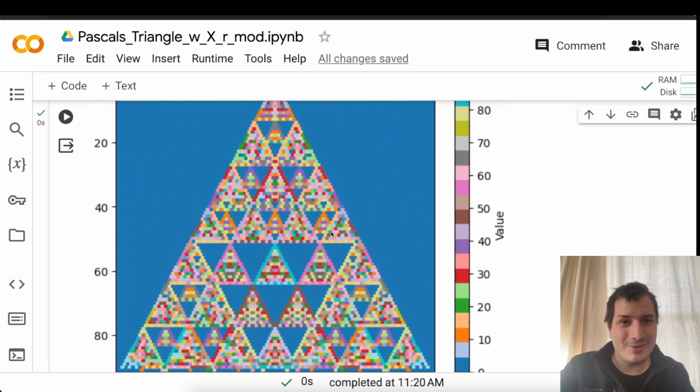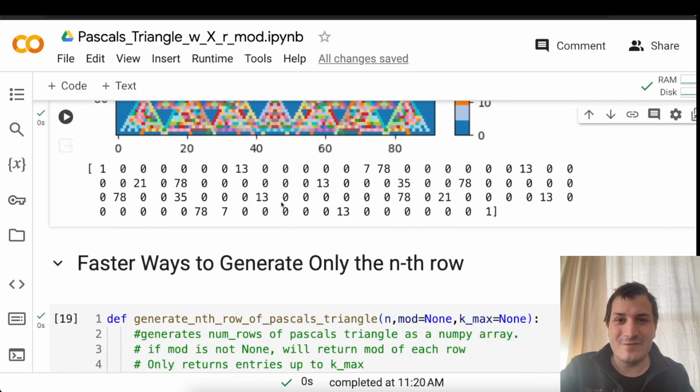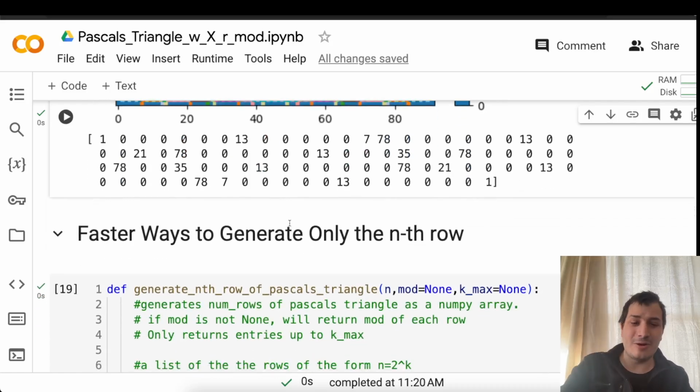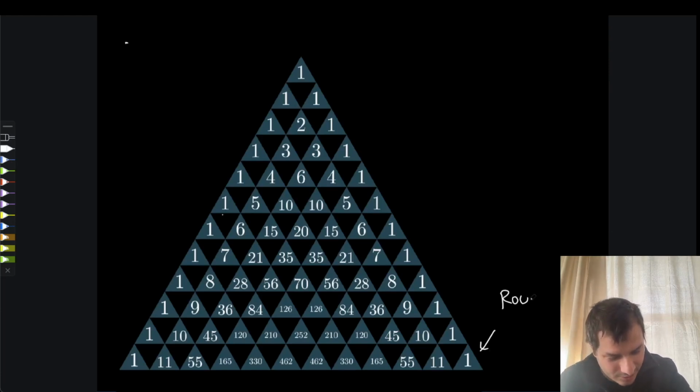And you might say, okay, this is really slow. You've got to do a lot of work. You've got to add up the rows n times to get the answer. But actually there's a faster way to do it, and that's what I wrote over here: a faster way to generate only the nth row. So suppose you want to figure out what is going on in row number 11. Row 11 only.